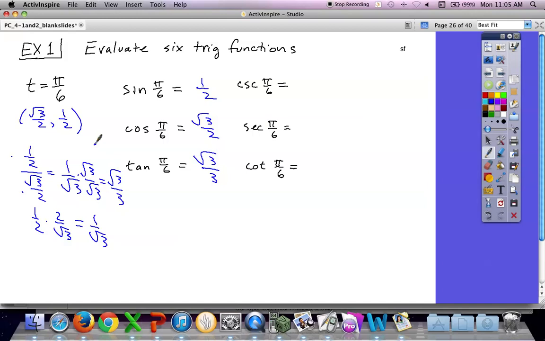Okay, now, the cosecant is 1 over the sine, so what is it? 1 over 1/2, which is what? 2. Come on, flip the fraction. You got to have a little bit of math sense here, right? How about the secant? It's 1 over the cosine. 2 over the square root of 3, but now we've got to rationalize the denominator. That is, there you go, 2 root 3 over 3.